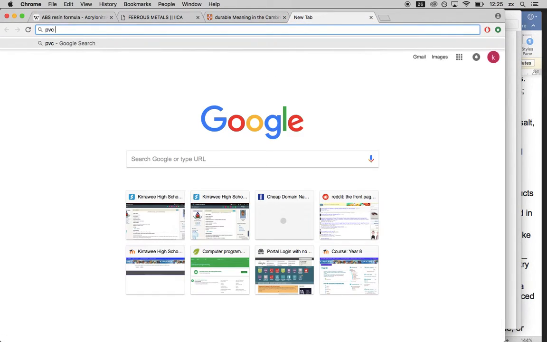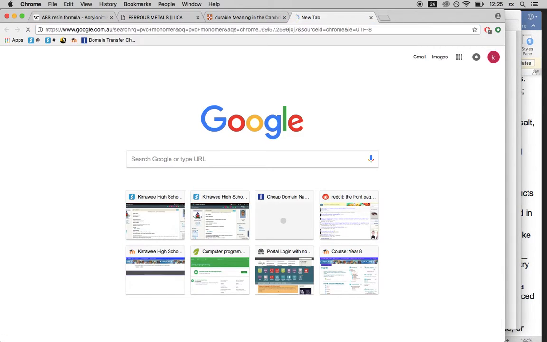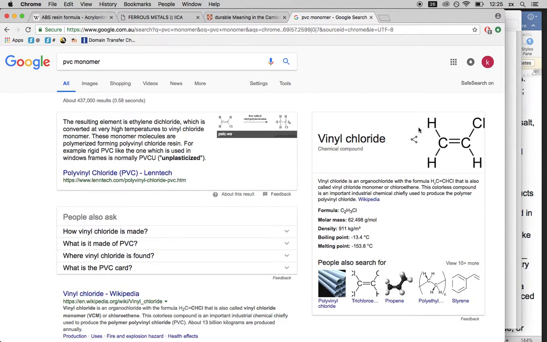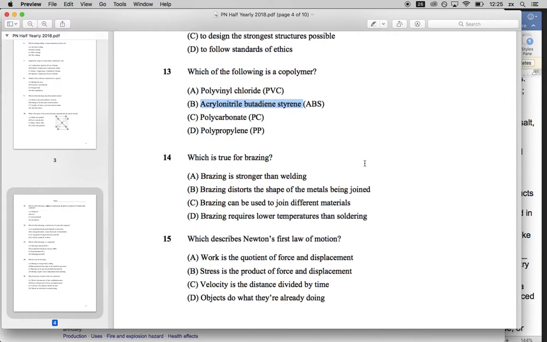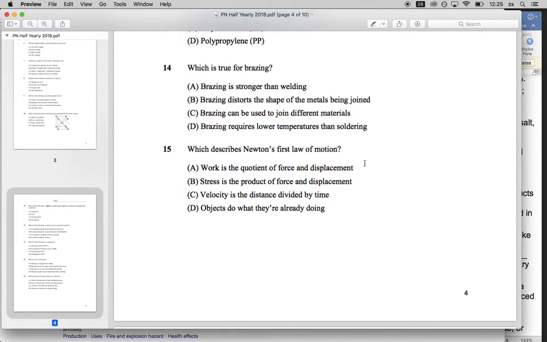If I look at the PVC monomer, we can see that a PVC monomer is actually only one monomer.